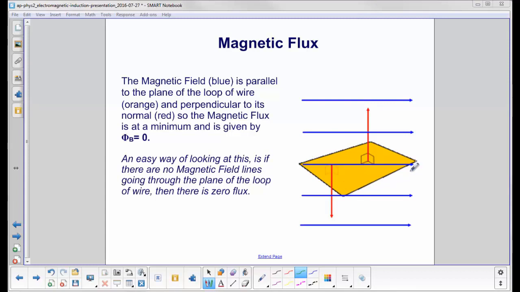Again, here's our surface or loop of wire. The two normal lines are drawn, one below, one above, and we have a magnetic field that is parallel to the plane of the loop of wire, and it is perpendicular to the normal. So the magnetic flux is at a minimum, and this time the flux is 0. An easy way to look at that is if there are no magnetic field lines going through the plane of the loop of wire, then there's 0 flux. It's a little tricky to see here, but they're just bypassing the plane. Nobody's going through the plane, so you have 0 flux.